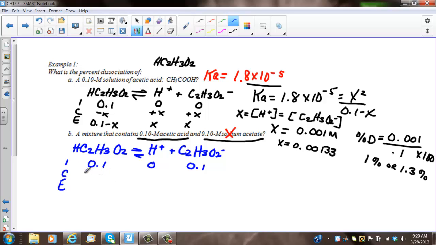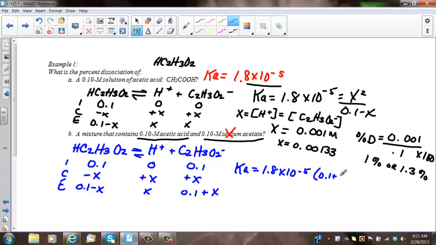So my change is still going to be, as the acetic acid tries to dissociate, minus x, plus x, plus x. So now at equilibrium I have 0.1 minus x, x, and 0.1 plus x. I'm using the same Ka value, so my Ka is going to be equal to 1.8 times 10 to the minus 5, and now I have in the numerator 0.1 plus x times x over 0.1 minus x.